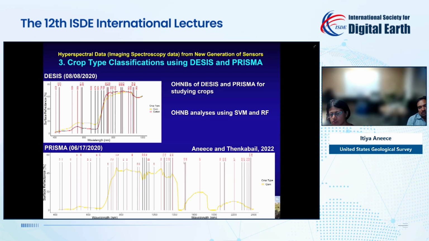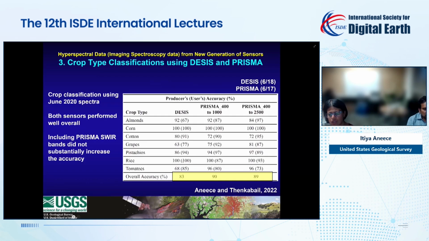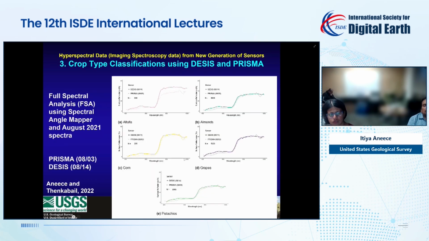So basically, both sensors did quite well. We had overall accuracies of 83 to 90% for differentiating 7 crop types. Surprisingly, we didn't find an increase in accuracy when we included shortwave infrared region information from PRISMA. We can also use full spectral analysis by using such things as spectral angle mapper. And so here are some examples of comparisons of the spectral profiles across different sensors and then with different crop types.